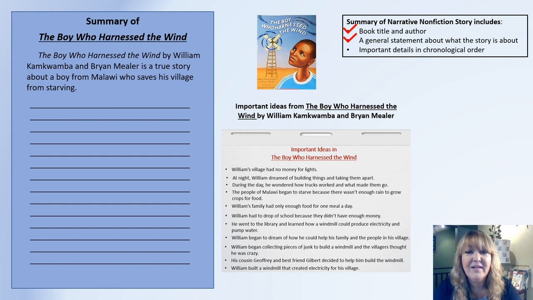Then William began collecting pieces of junk and scrap metal and anything that he could that would help him to build a windmill. People thought he was kind of crazy for collecting all that junk. Then finally, his cousin Jeffrey and best friend Gilbert decided they were going to help him build the windmill. Finally, William built a windmill that created electricity for his village. Then he began dreaming about building another windmill and how he could feed the people of Malawi.